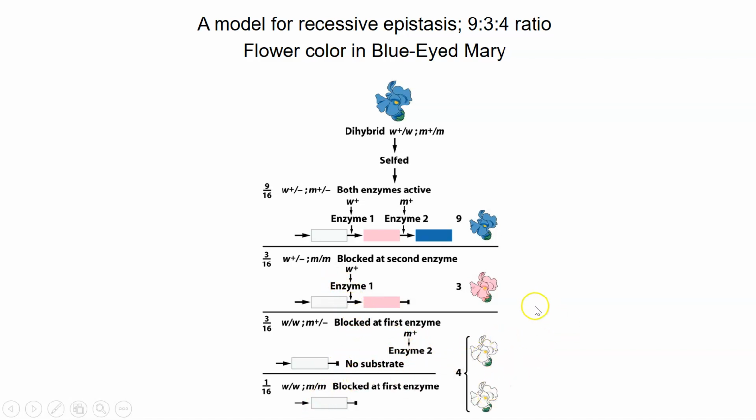and white flowers result. Okay, so in a dihybrid cross, you would see a 9:3:3:1 ratio in terms of genotype, but the phenotypic ratio is 9:3:4. And that's because being mutant at the W gene results in a lack of production of enzyme 1 and no formation of the magenta intermediate. So this is recessive epistasis because being homozygous recessive at the W gene blocks expression of the wild-type allele of the M gene.